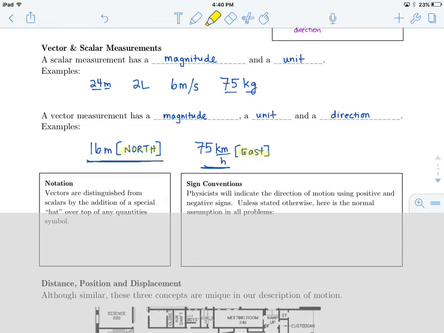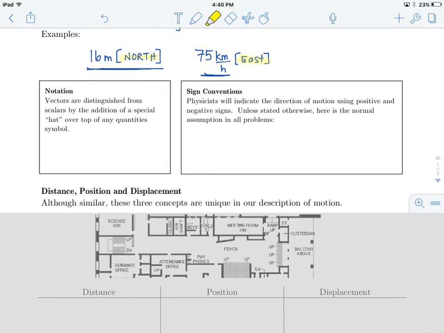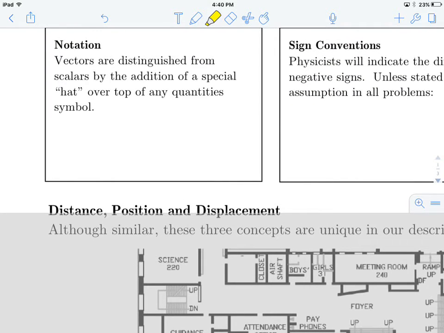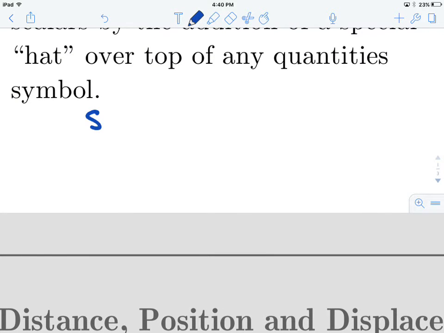All right, moving on, we've got some notation. How do we differentiate between what's a vector and what's not a vector? We distinguish them with special hats that we put over the symbols. A typical example would be speed and velocity. Let's talk about speed. Speed is a scalar, and we give it the symbol v, but the vector notation of speed is velocity.